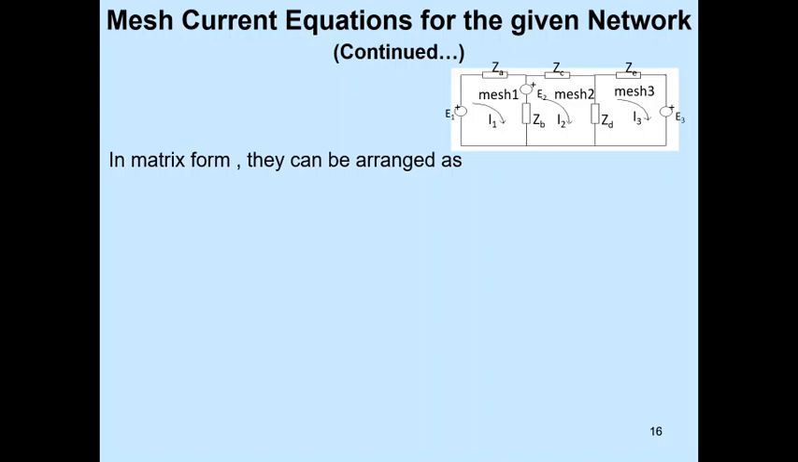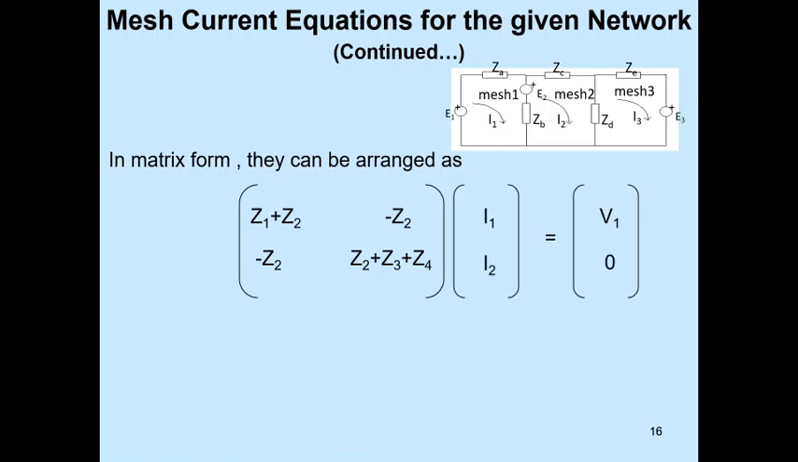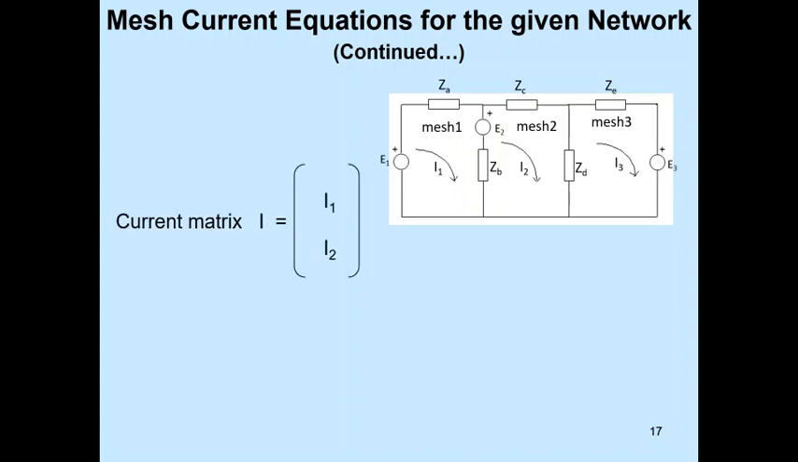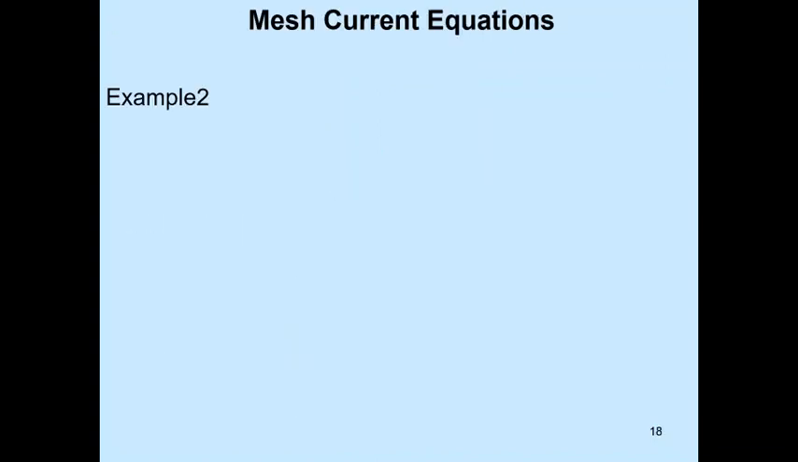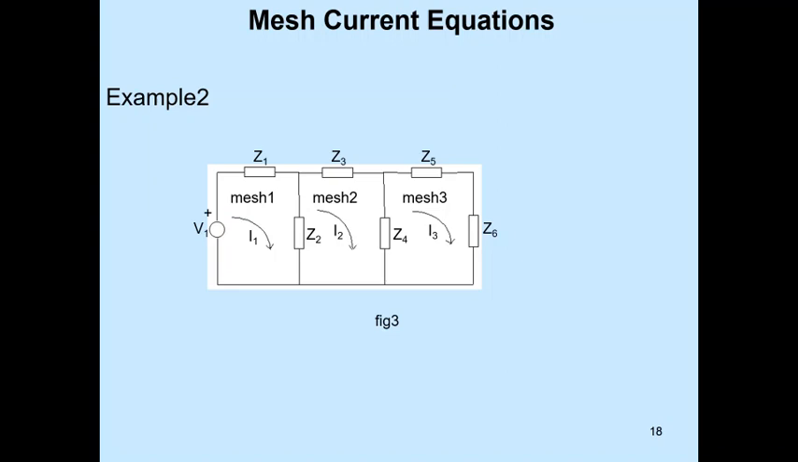In matrix form, they can be arranged as Z1 plus Z2, minus Z2, and so on, so Z is the impedance matrix. Now for example 1, example 2.